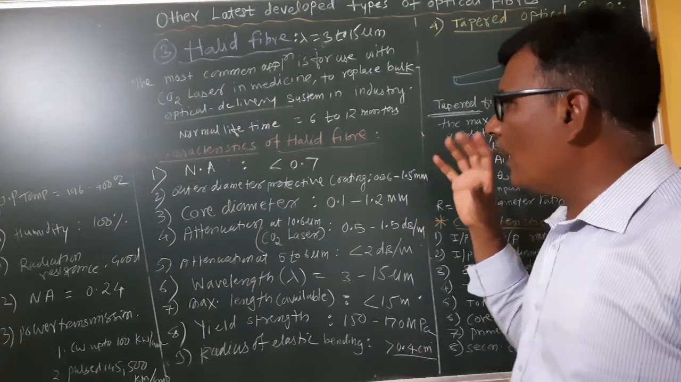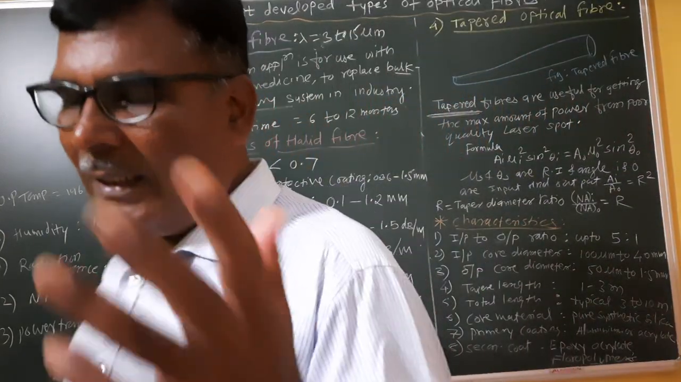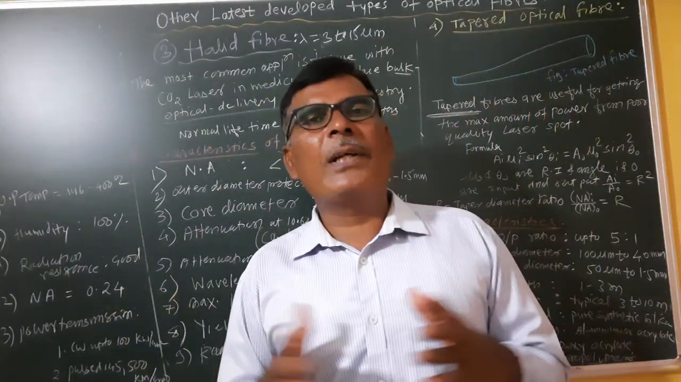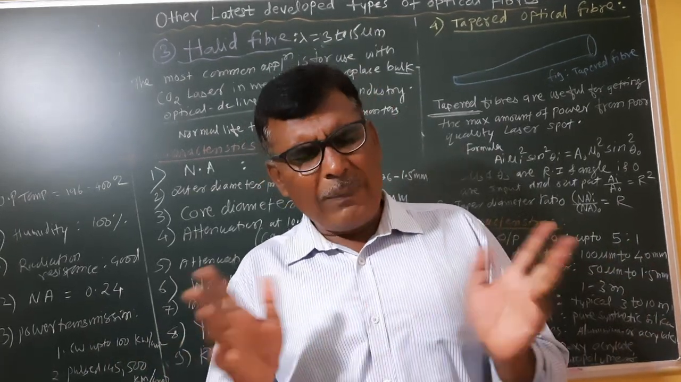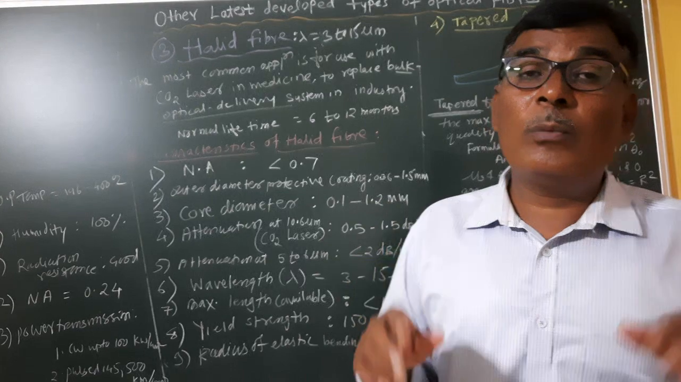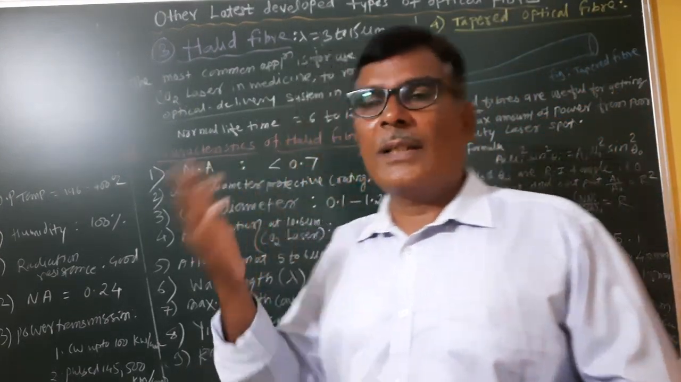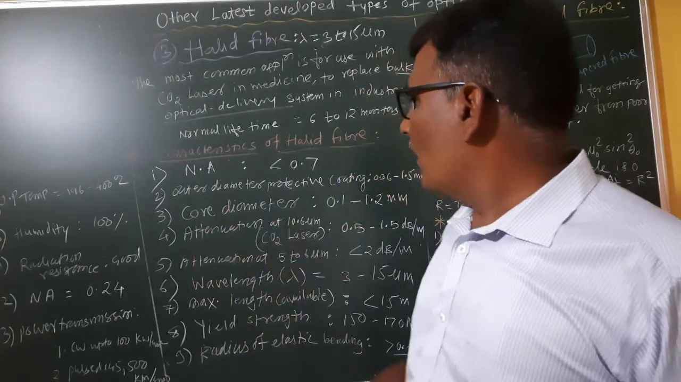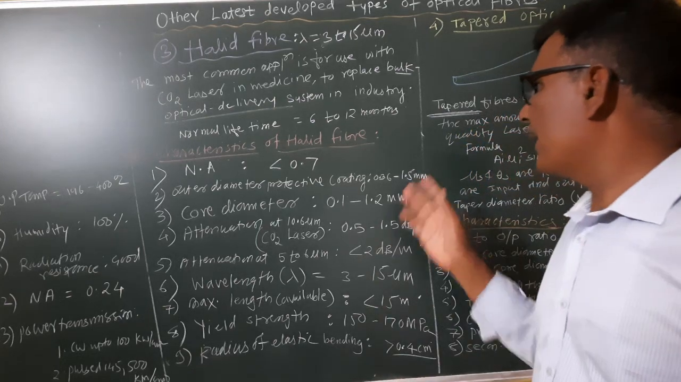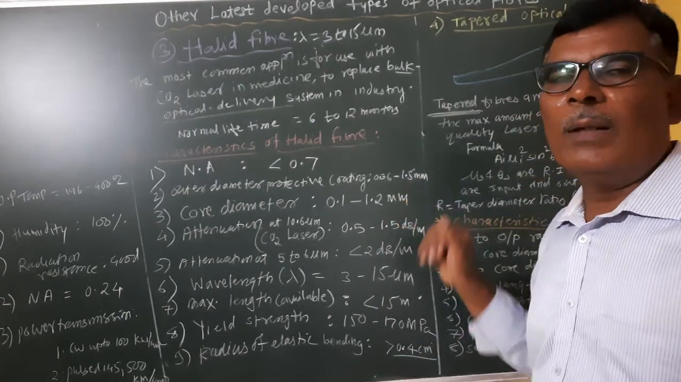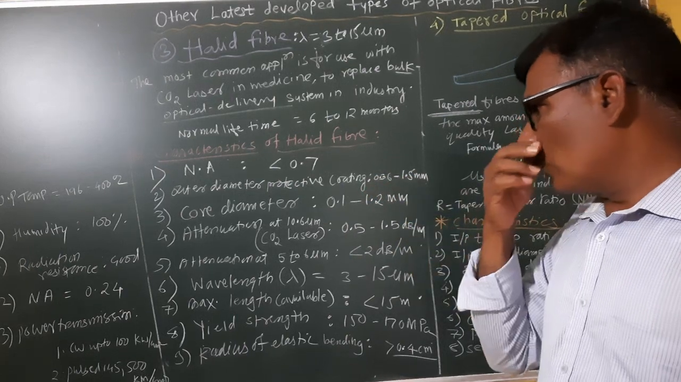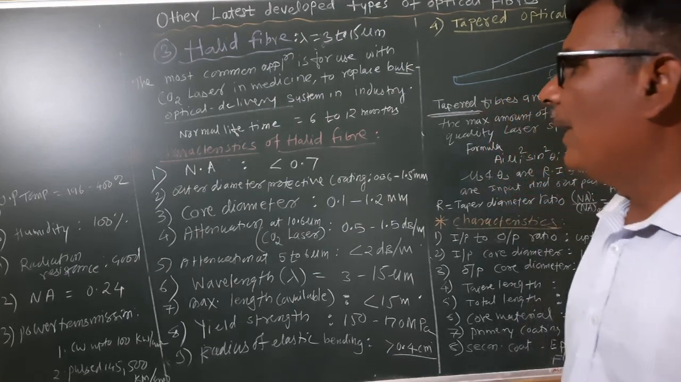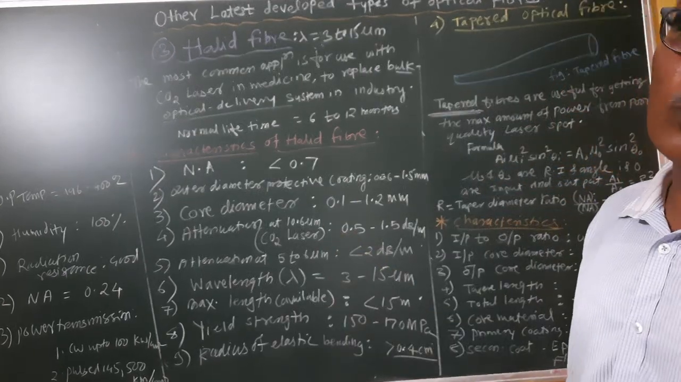Then what are the important characteristics of such a fiber? Generally, HPSIR and HPSUV fibers have a numerical aperture of about 0.24, but halide fiber has a numerical aperture greater than 0.7. This is the main characteristic of such a fiber. The outer diameter, the protective coating, is 0.36 to 1.5 millimeter. This is the outer coating used for protection of the fiber, and the core diameter is 0.1 to 1.2 mm.